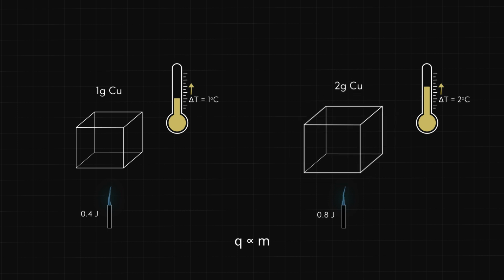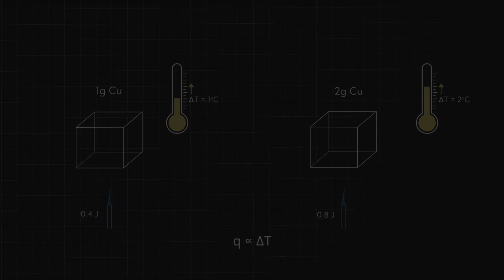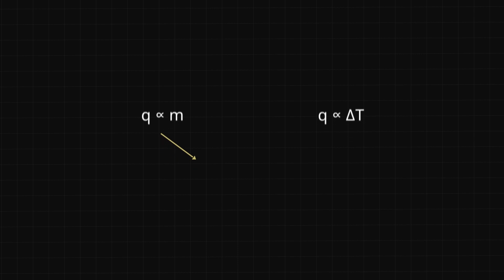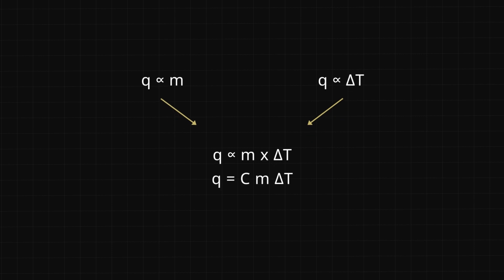If we wanted to heat a 1 gram block by 2 degrees instead of 1 degree, it would also take twice as much heat. So heat, Q, is also proportional to the change in temperature. If a quantity is proportional to two different quantities, it is also proportional to the product of those quantities. We can convert this into an equality by introducing a proportionality constant. We call this proportionality constant C, the specific heat capacity, and it depends on the substance we are heating.